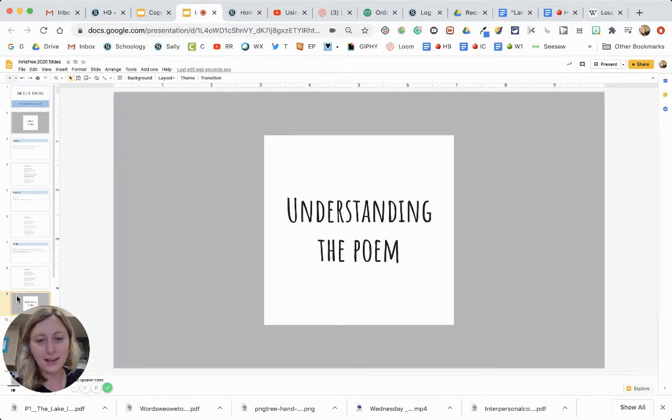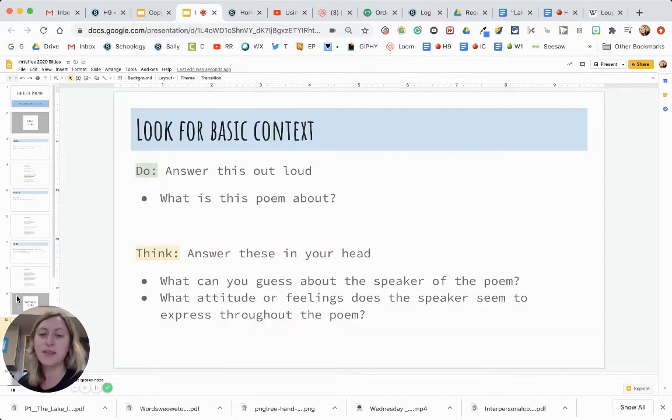Okay, and when you're back, we're going to go on to just starting to understand the poem. We're not going to spend a ton of time, and we'll do this more later in the week. But what are some things to think about when understanding the poem? First of all, try to answer this question out loud. Then the second question you're just going to think about in your head. So question number 1, what do you think this poem is about? Go ahead, out loud, tell me what you think it's about.